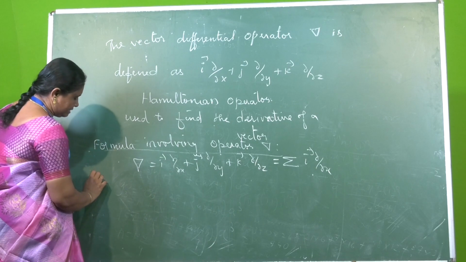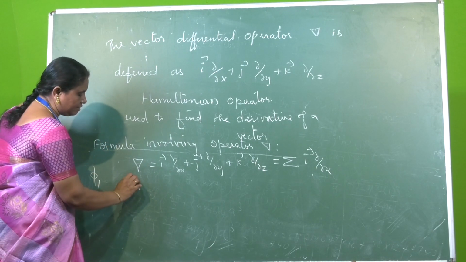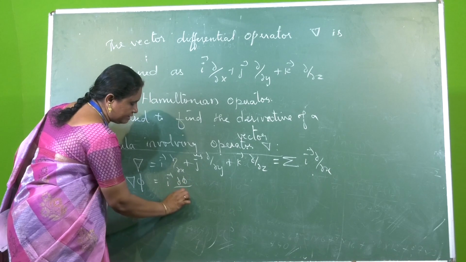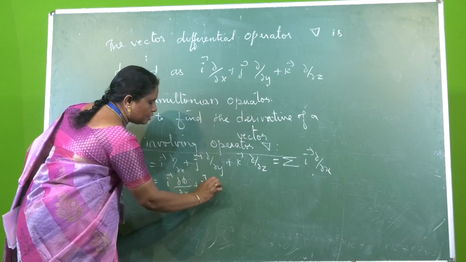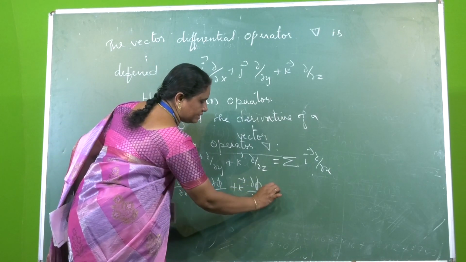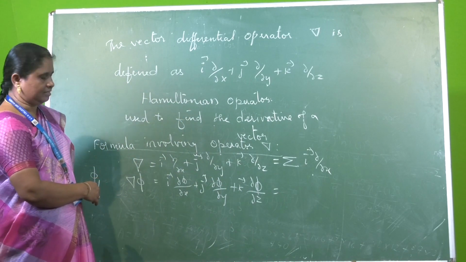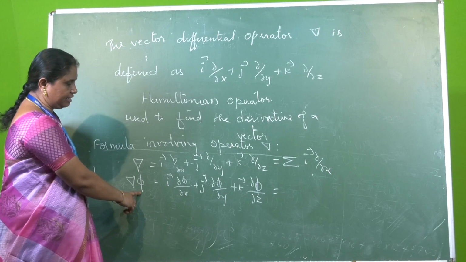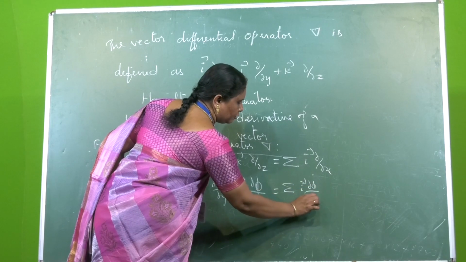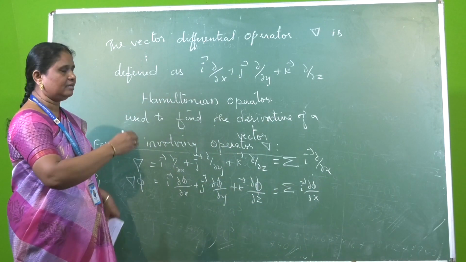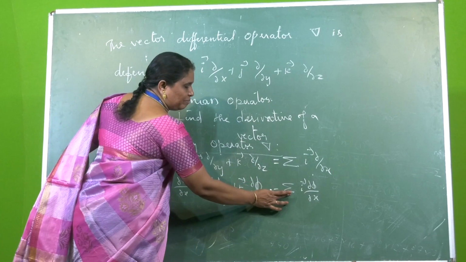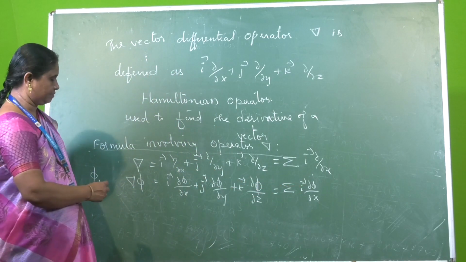Similarly, if phi is a scalar function, we can write del phi as i vector dou phi by dou x plus j vector dou phi by dou y plus k vector dou phi by dou z. And as in the previous equation, we can write this del phi in the short form as summation i vector dou phi by dou x. Instead of writing all these three terms with respect to x, y and z, we can write shortly del phi as summation i dou phi by dou x.